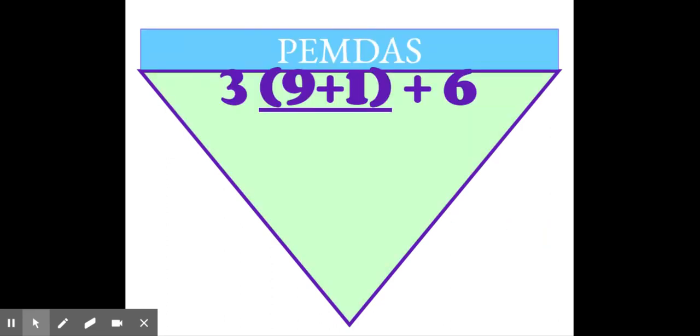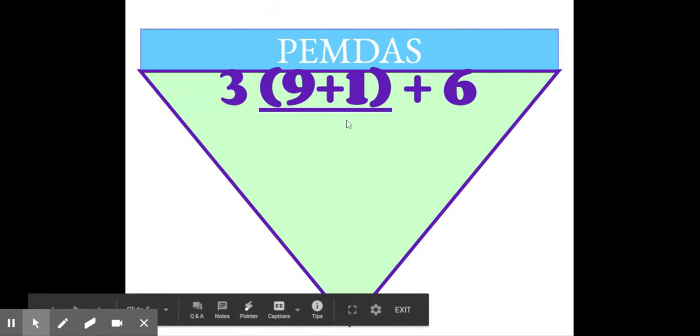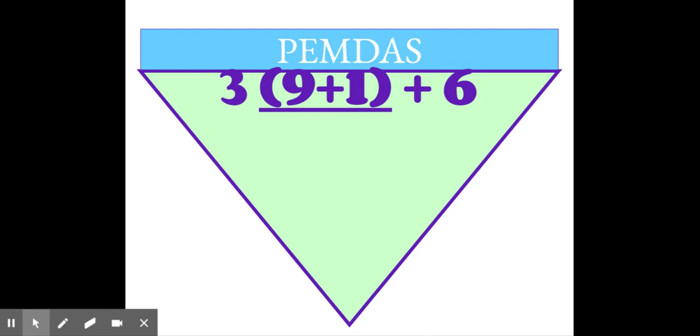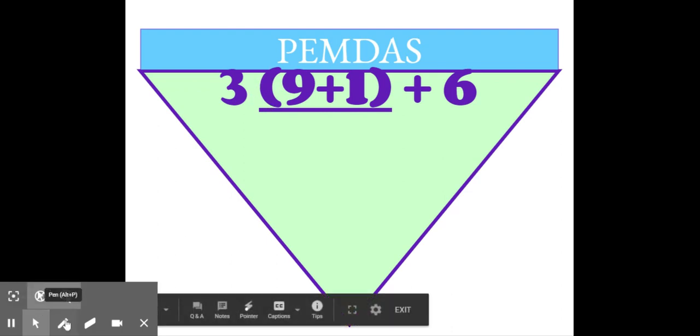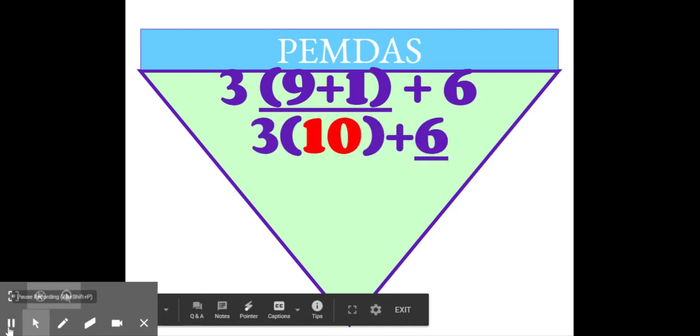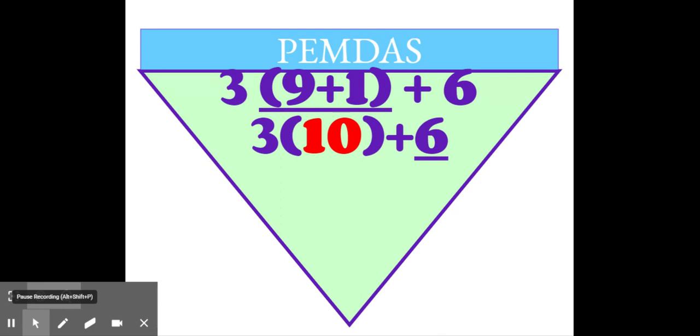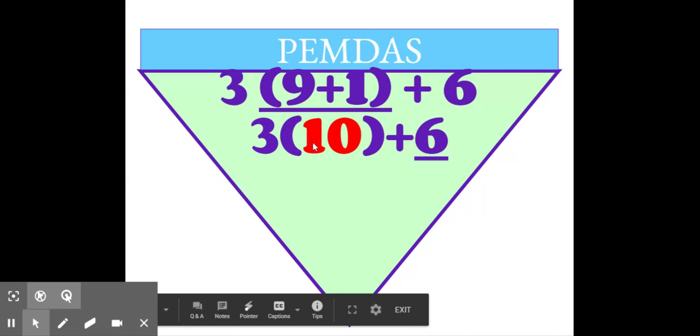Here's another example. In this problem, we have 3 times (9 plus 1) plus 6. Now, do we see a multiplication sign? No. But anytime that there's a number beside a parenthesis or bracket, you are multiplying. And if you want to, you can add in a multiplication symbol. 9 plus 1 is 10. We keep it inside of parentheses.